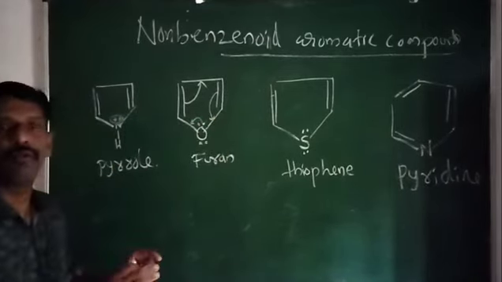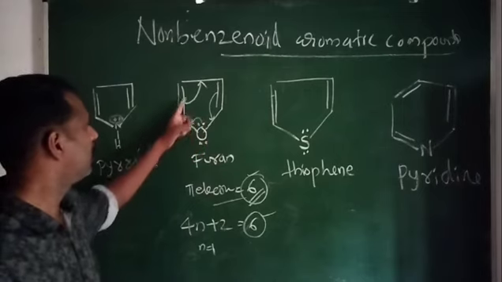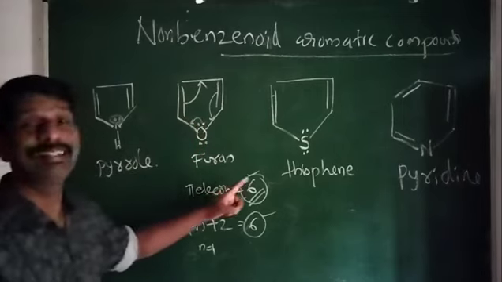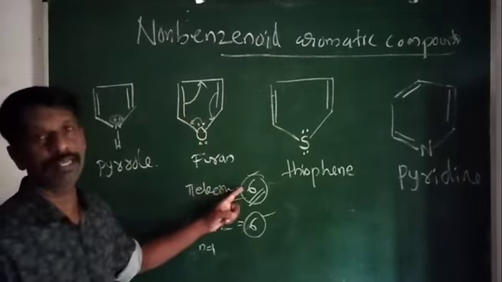Okay, and keep an important point: when you count, you can see that the total number of pi electrons is 8. But since only one pair is taking part in the delocalization, you make it 6. It is in agreement with the 4n plus 2 pi system.